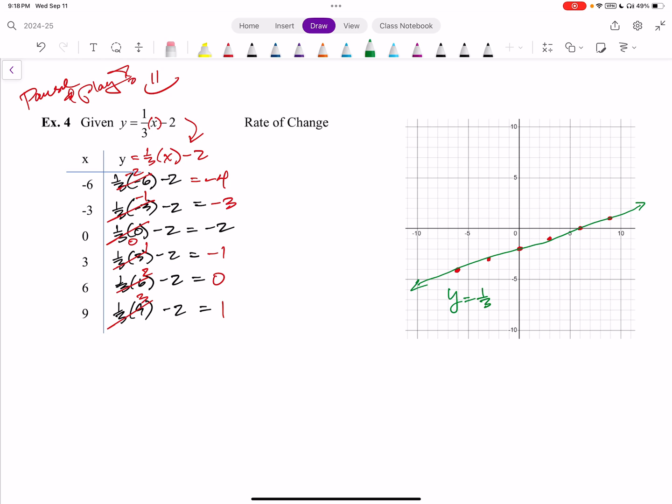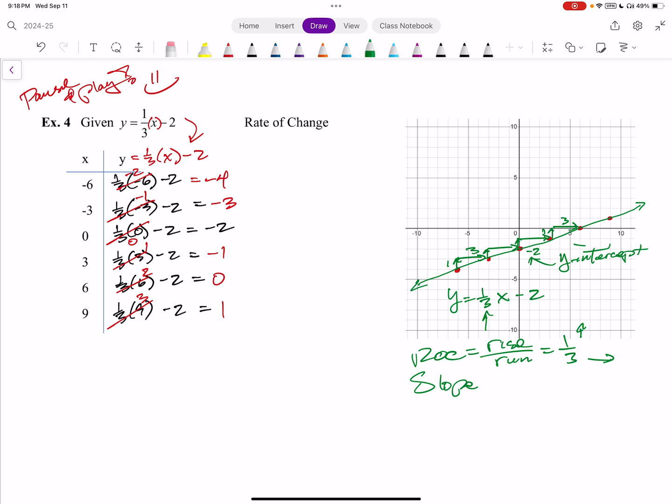Y is equal to 1/3 x minus 2. So notice that this is the y-intercept here. And we got a slope: up 1, right 3. Up 1, right 3. Again, it's rise over run. So this right here, you rise over run, your slope is 1/3. We go up 1, right 3. It's called the rate of change or the slope of your linear function.